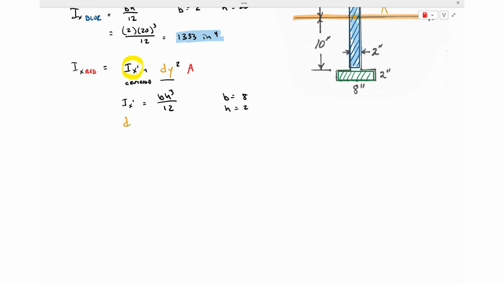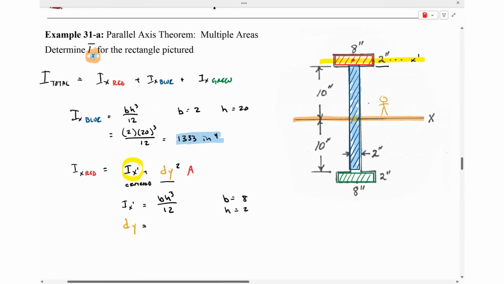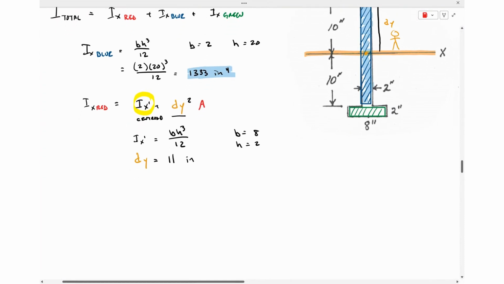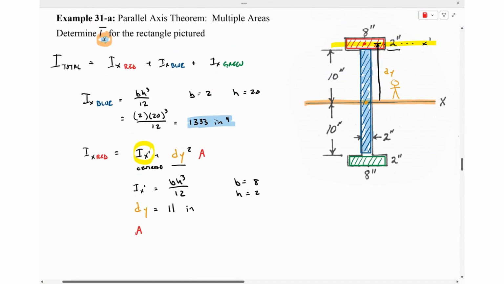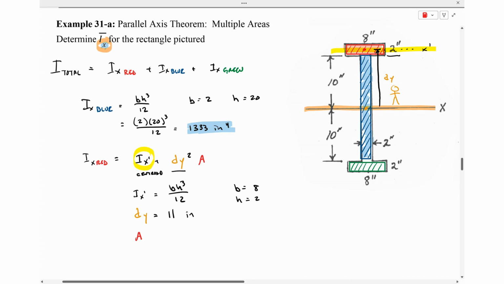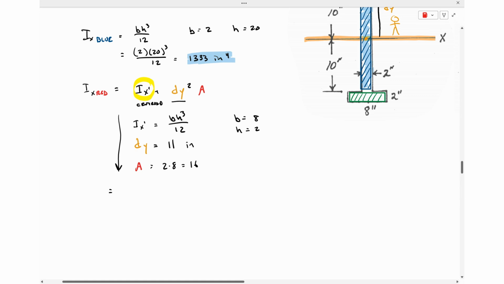Now the dy, what's that value? This is the distance from the axis that we care about to the centroid of the shape that is there. This is our dy value. How far did we travel there? You'll notice we went 10 plus another half of that 2, so that's going to give us 11 inches. And finally the area. Area is just the area of the overall shape here. That's this area, which you can see is 2 times 8 equals 16.